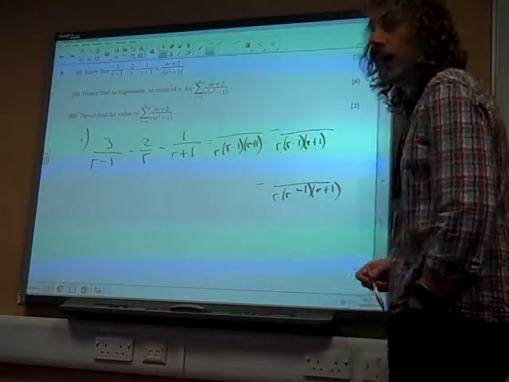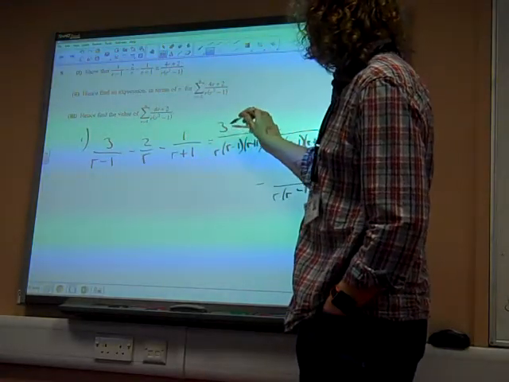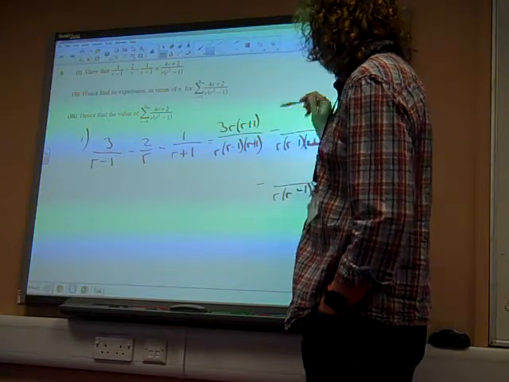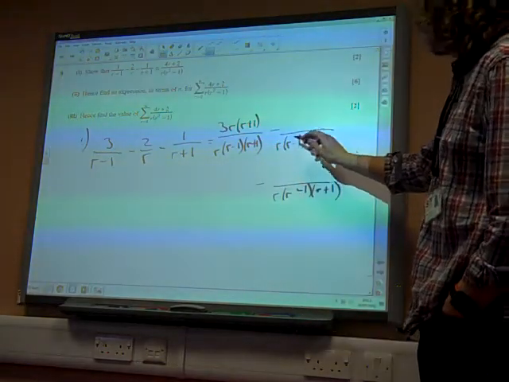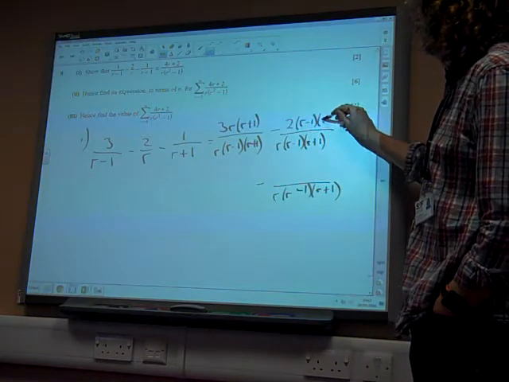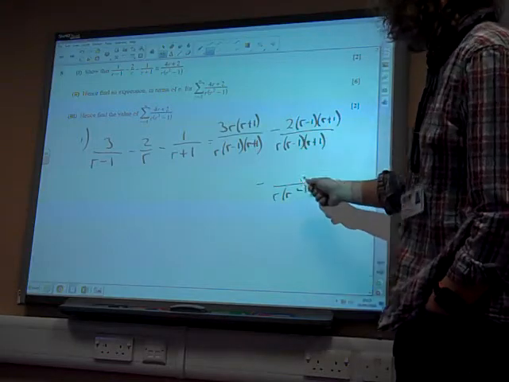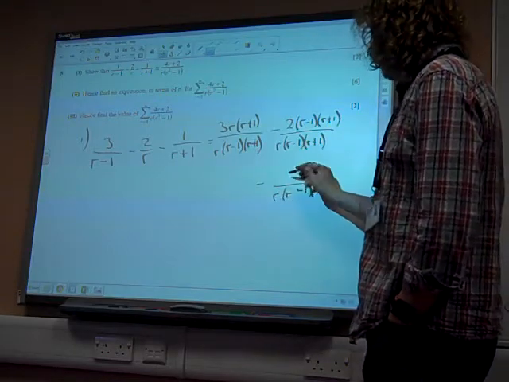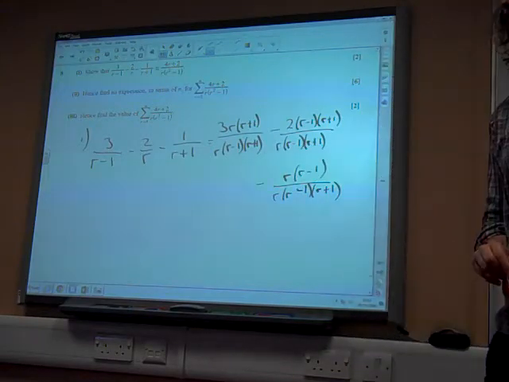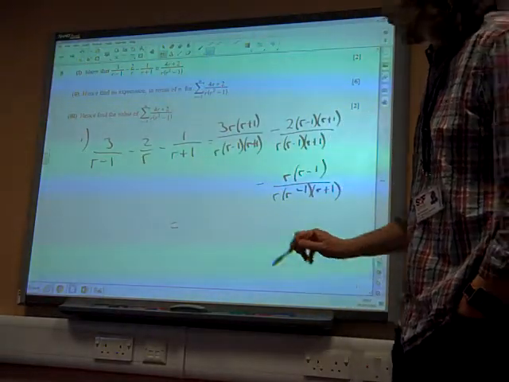Now my first term I've multiplied by r and r plus 1. So I'm going to multiply the top by r and r plus 1. My second term I multiplied by r minus 1 and r plus 1. So I'm going to multiply the top by r minus 1, r plus 1. My third term I've multiplied by r and r minus 1. So I'm going to multiply the top by r and r minus 1. There it all is. That line is pretty much essential if you are convincingly showing that we're getting that result.